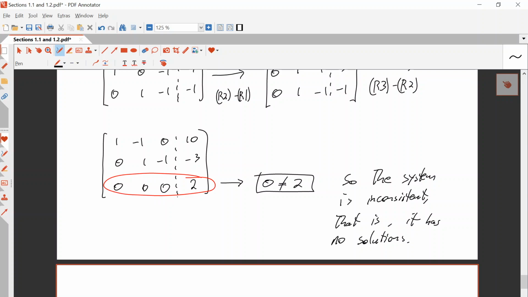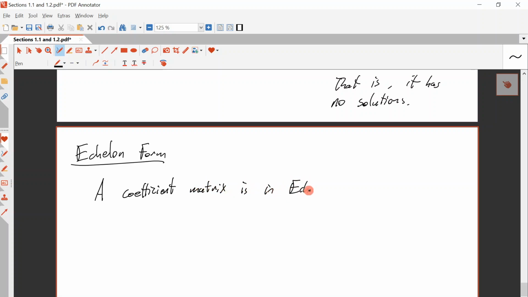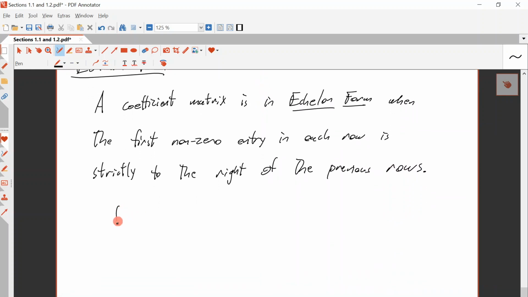All right. So let's formalize some ideas we've been using here. A coefficient matrix is in echelon form when the first non-zero entry in each row is strictly to the right of the previous rows. So something like this is in echelon form.